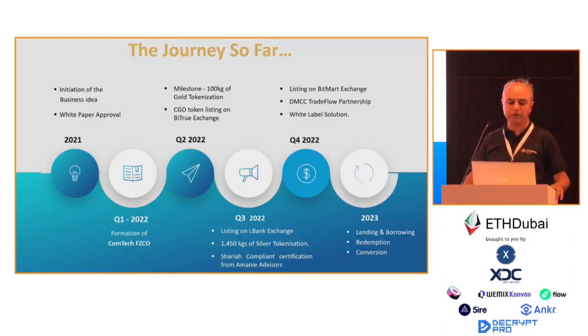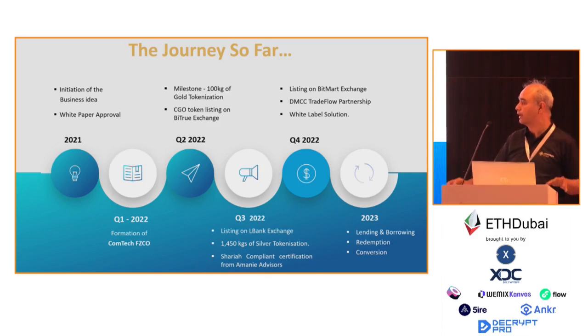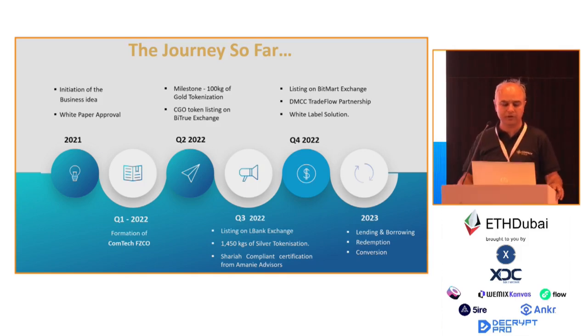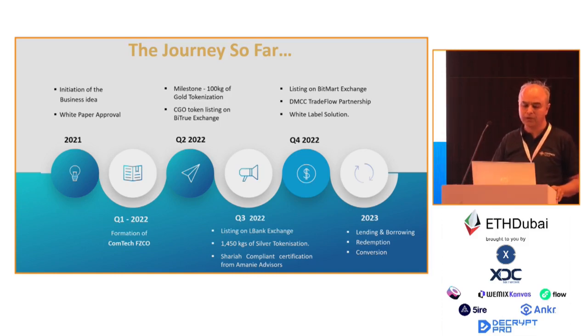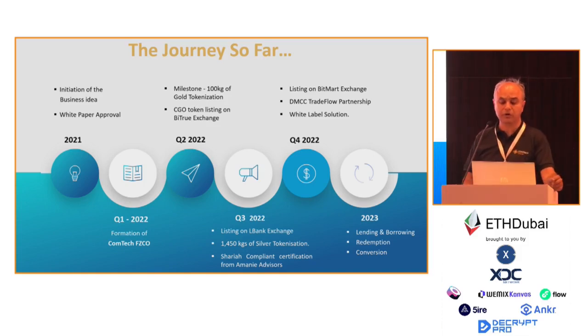So what we have achieved till now: we started this idea in 2021. In Q1 of 2022, we formed the company in DAFZA. Then immediately in Q2, we already had 100 kg of gold and we listed on BitTrue Exchange. In Q3, we listed on LBank Exchange. We also tokenized 1,450 kg of silver. We achieved Sharia compliant certification from Amani Advisors. In Q4, we listed on BitMart Exchange.